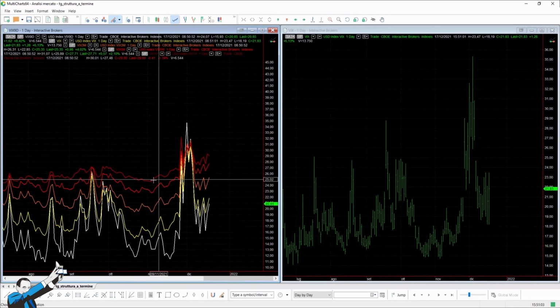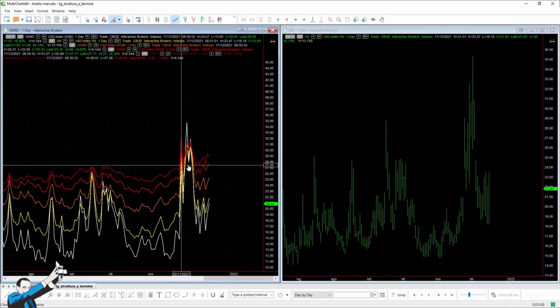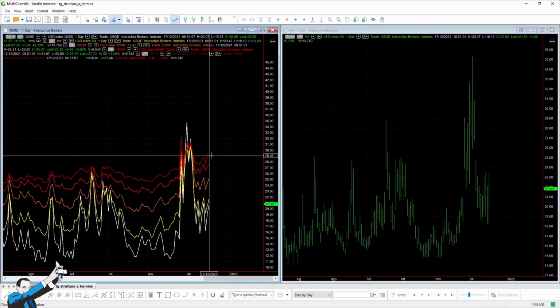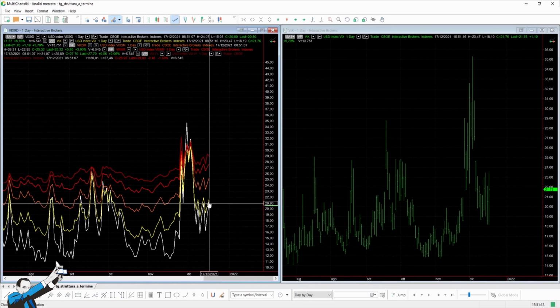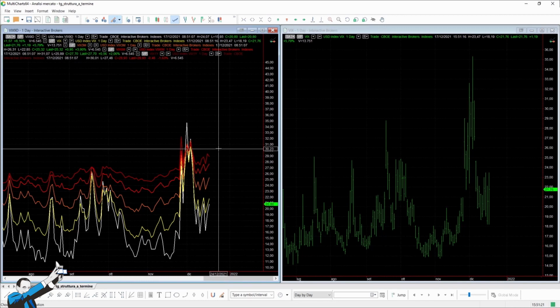Although at the moment, we aren't in an anomalous phase, let's say. In fact, we're not in backwardation yet. We're still in contango, which means that short-term volatility is lower than long-term volatility. So for now, there are no signs of real danger on the markets, although this is certainly a situation that requires some attention.